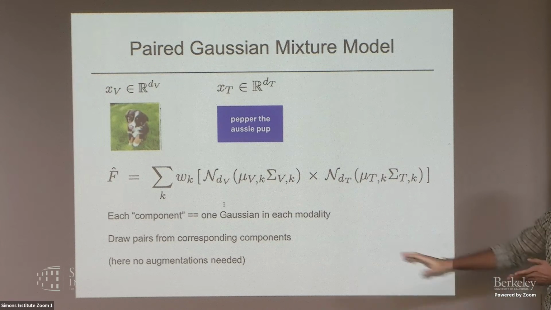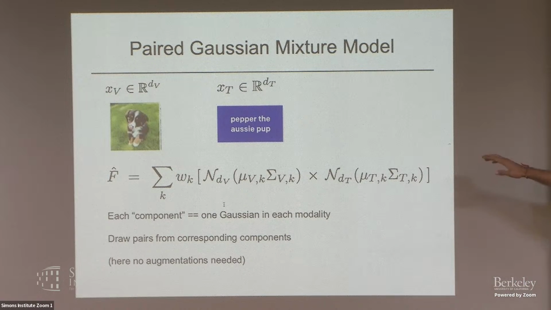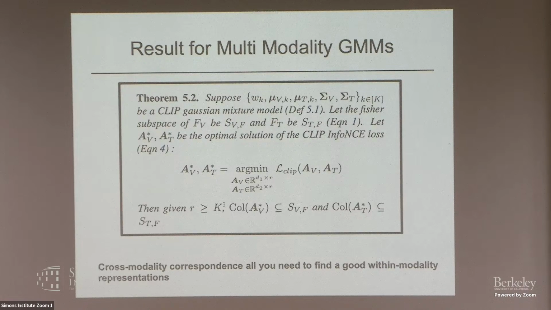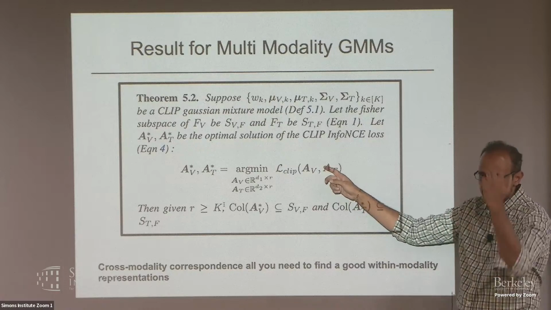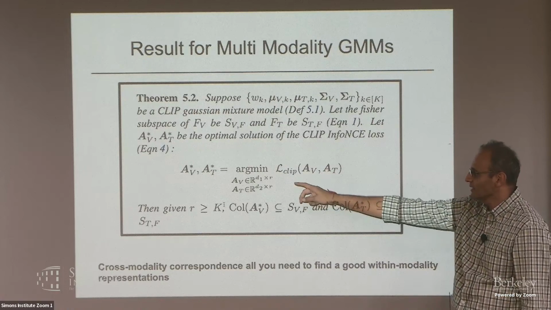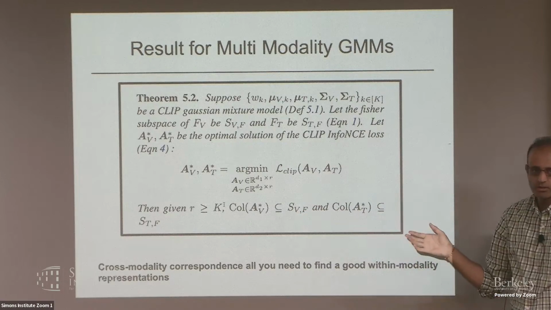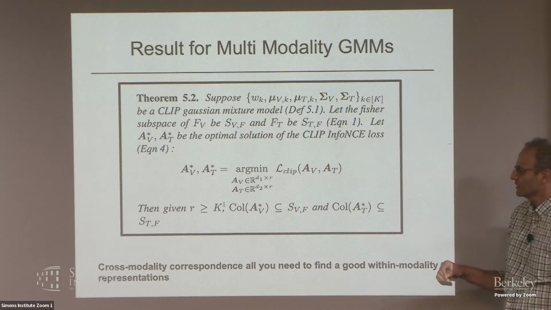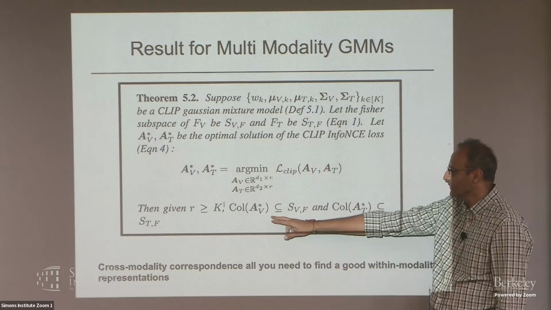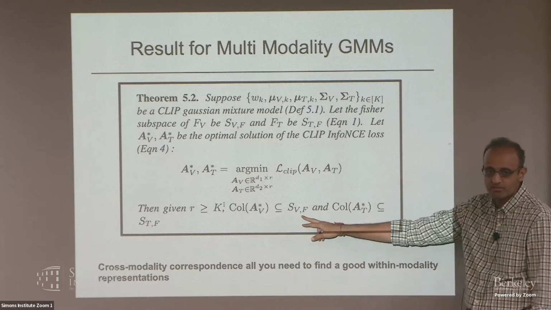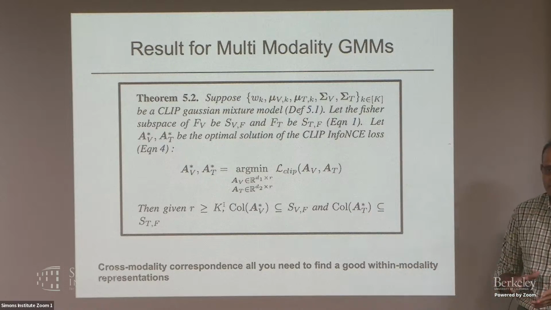Okay, and so we just draw pairs from these components, and now given this assumption, we can look at the CLIP contrastive loss, which had those two terms in the linear case setting, right? And then the theorem is that if we have this CLIP contrastive loss that I mentioned before, and I optimize it, and I get AV star and AT star, then a similar thing holds to what we had before, but in each modality, which is that the column space of the projection is within the optimal subspace of each modality separately.